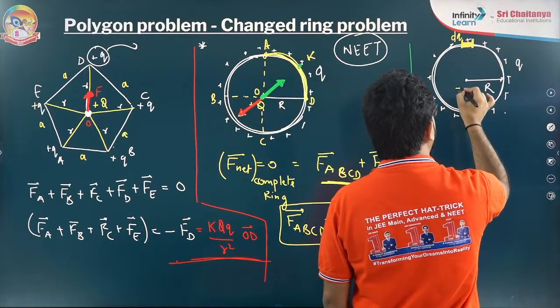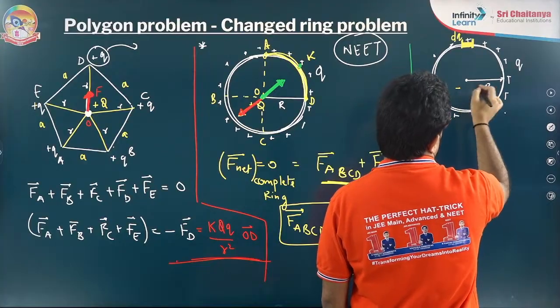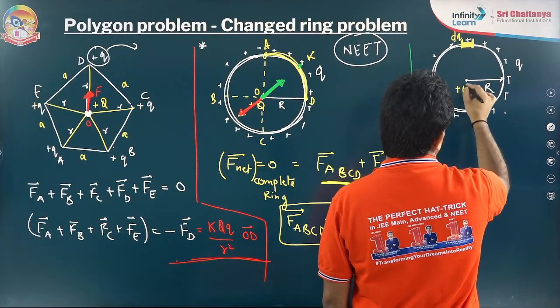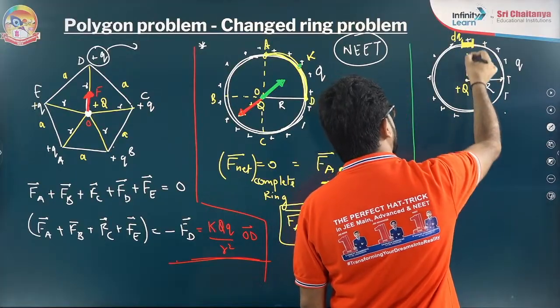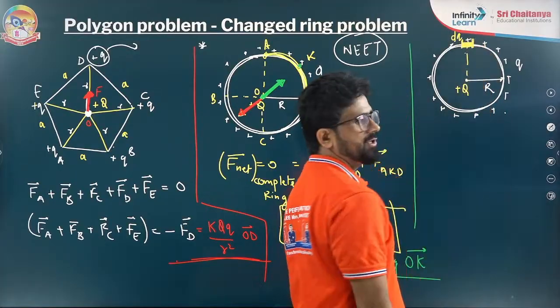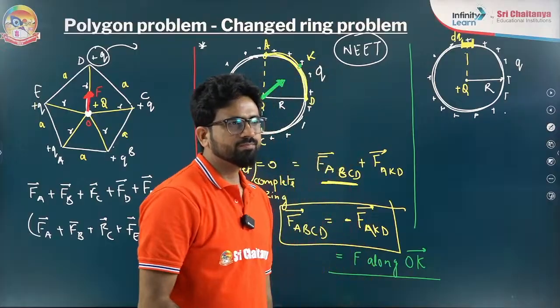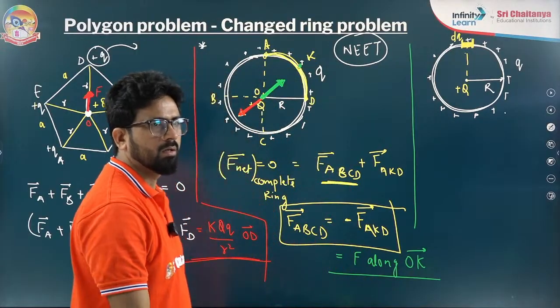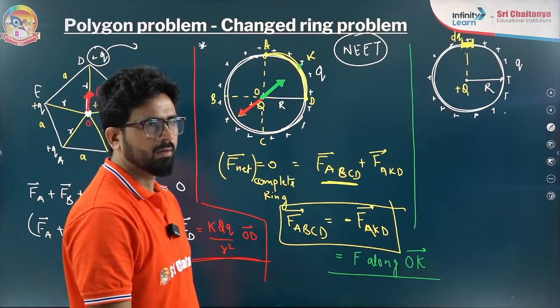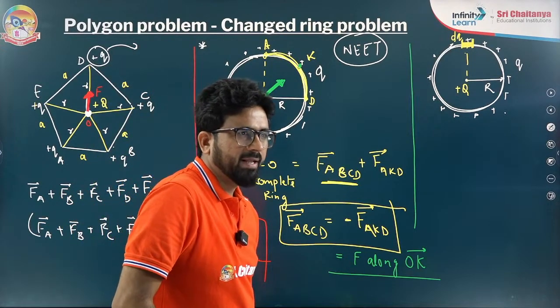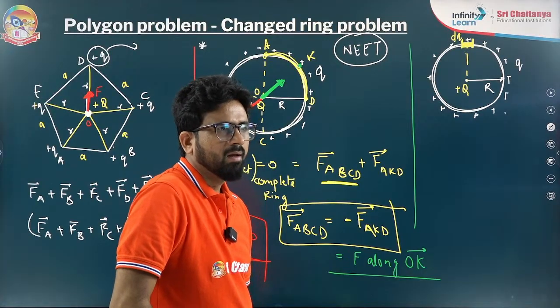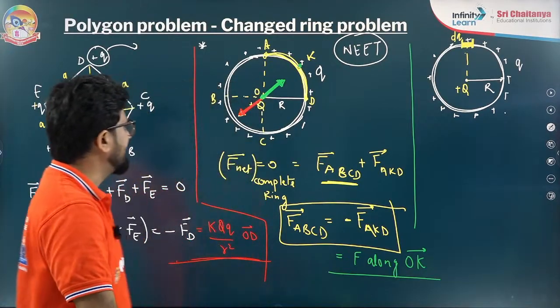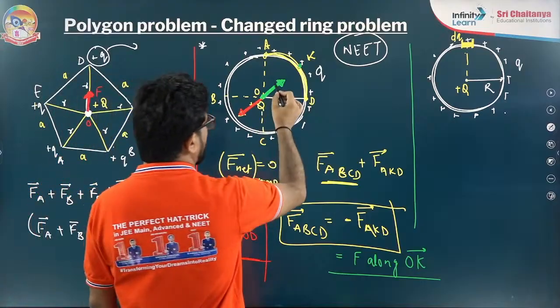And at the center, suppose this charge is plus q, no problem about it. Now the question is, due to this small charge dq, if I ask you the direction, are you having a problem, beta? Karthik, I am repeating again. Final direction would be along OK.